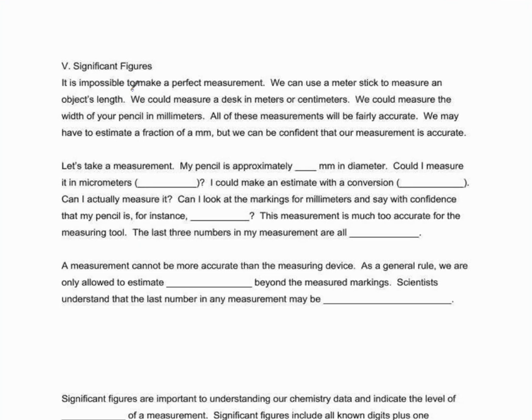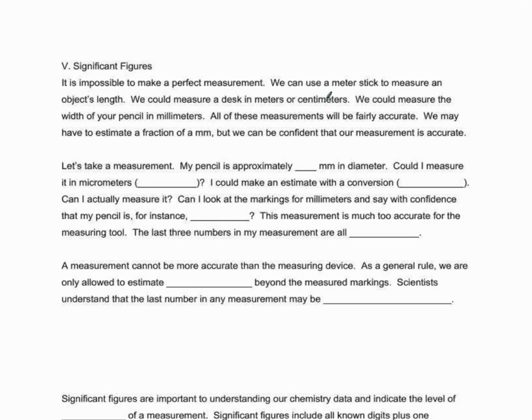First thing, it is impossible to make a perfect measurement. We can use a meter stick and we can measure an object's length, like a desk. We could measure a desk in terms of meters or centimeters. If I wanted to measure the width of a pencil, I could do it in millimeters. All of these measurements would be fairly accurate to some degree. We may have to estimate to a fraction of a millimeter with the pencil, or maybe a fraction of a centimeter with the desk.